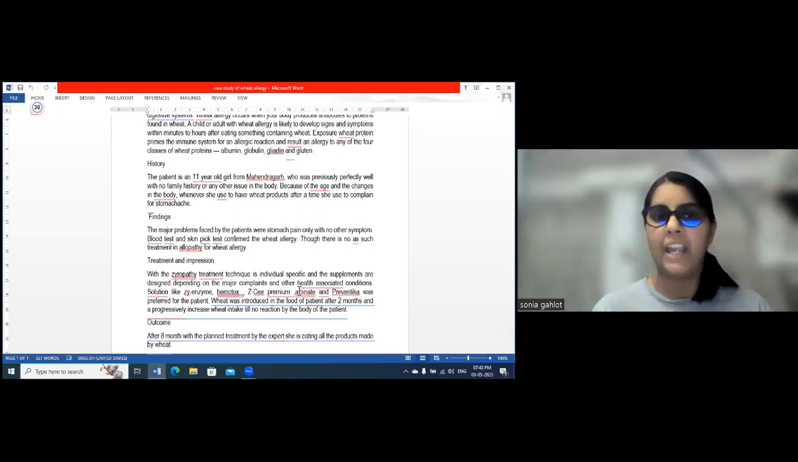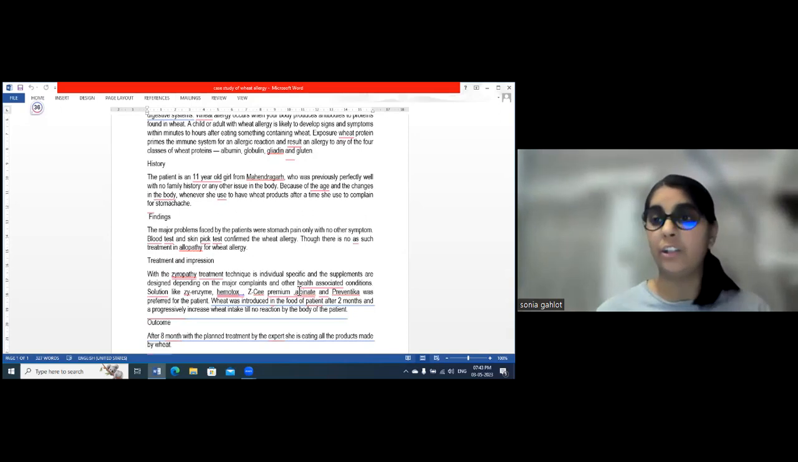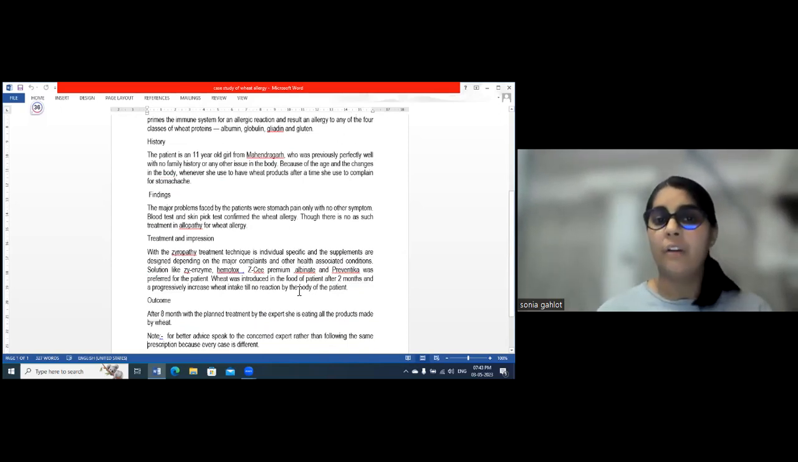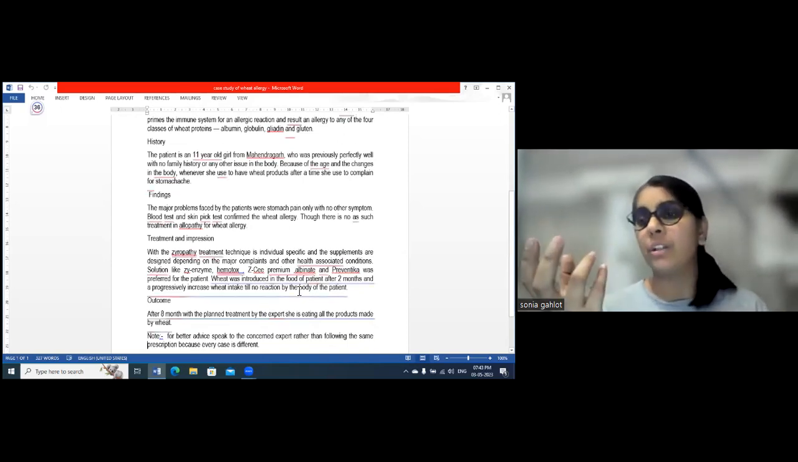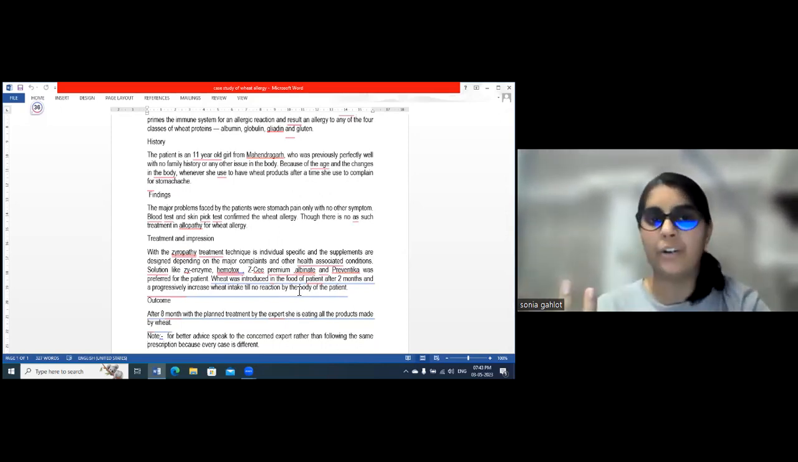Then what was the age? What are the changes that took place in her body, leading to stomach ache and vomiting and diarrhea and plenty of other things? Then what was the finding? The finding is that she took the treatment. What were the symptoms? And then how she came to know that she is suffering from wheat allergy.